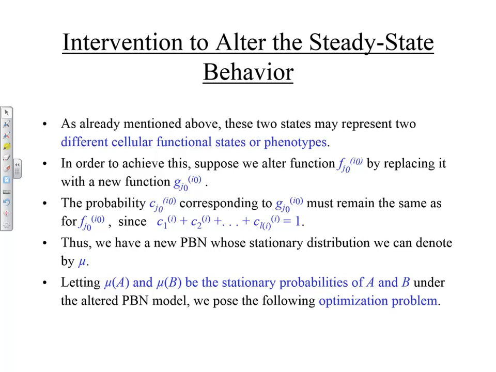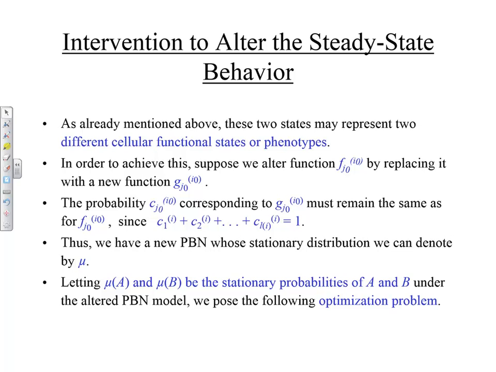So as already mentioned before, these two states may represent two different cellular functional states or phenotypes. In order to achieve this, suppose we alter the jth predictor corresponding to the ith gene, the entries in that truth table, the columns in that truth table, by replacing it with a new function. Of course, the probabilities still have to match up. Even if you change the probabilities corresponding to the individual predictors, they still have to sum up to 1.